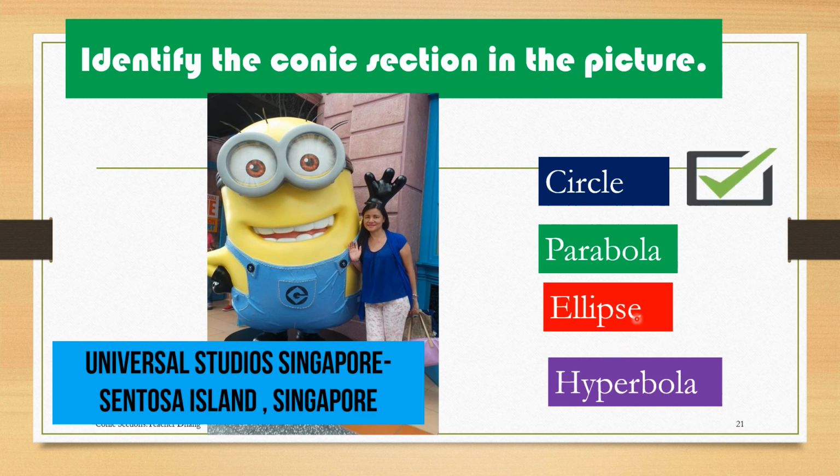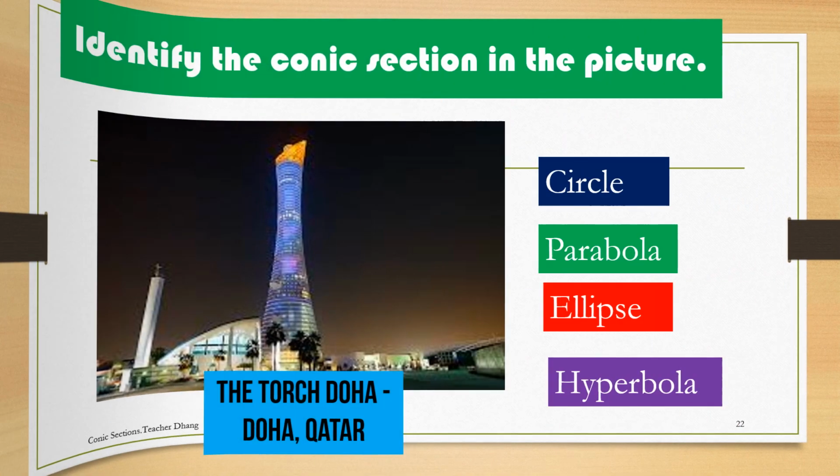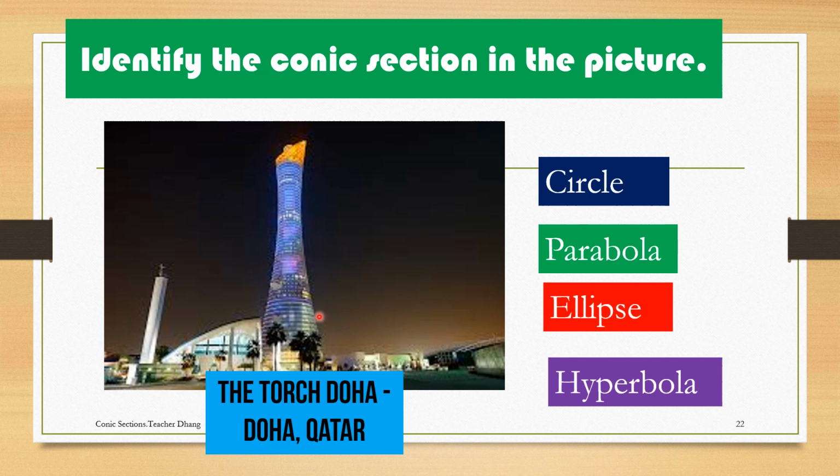Of course, it is a circle. Torch Doha is a hotel situated in a torch-shaped building. It features a revolving restaurant and panoramic views across the city. Again, what is the conic section that is displayed in this picture?